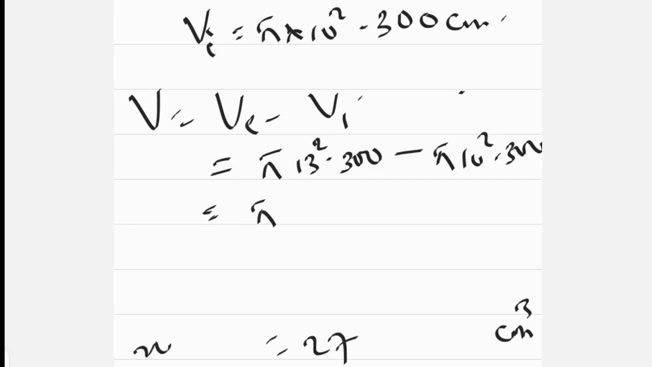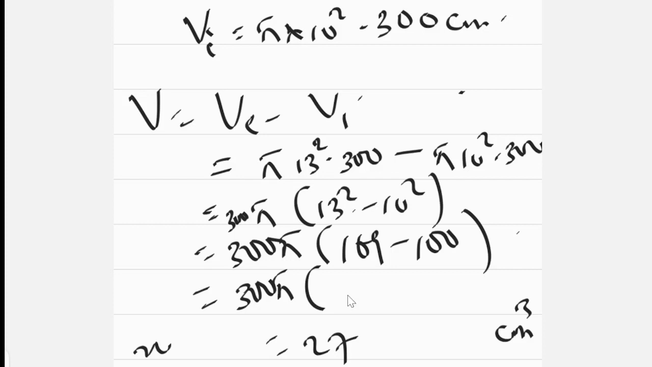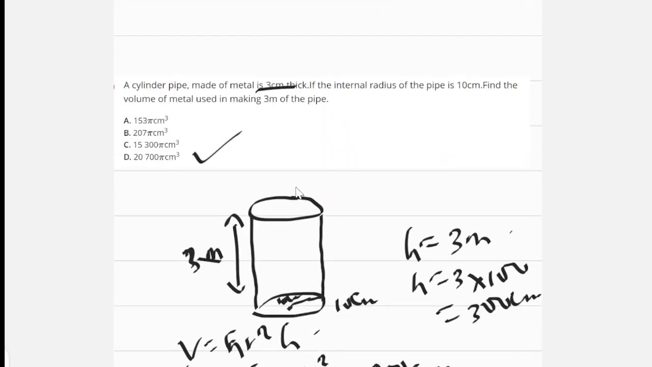You can see that pi is common, 300 is also common. Take it out. What do you have left here? 13 squared minus 10 squared. So that is 300 pi into 169 minus 100, which is 300 pi into 69. If you multiply this together, 69 times 3 is 207. So I have 20,700 pi centimeter cube, which means that my answer is D.